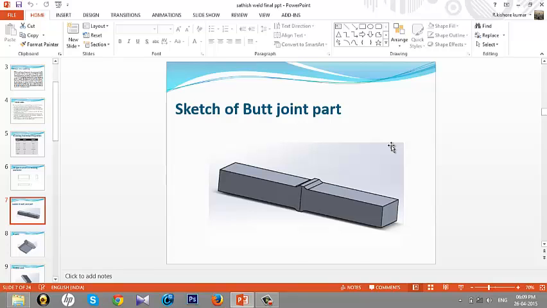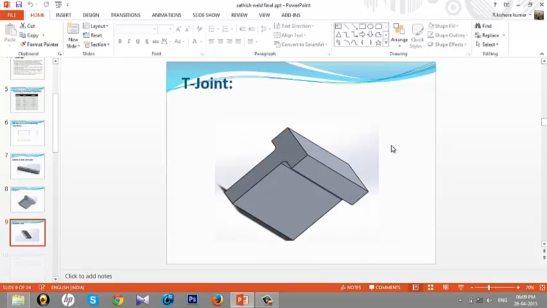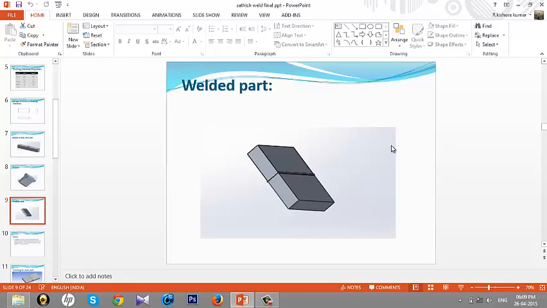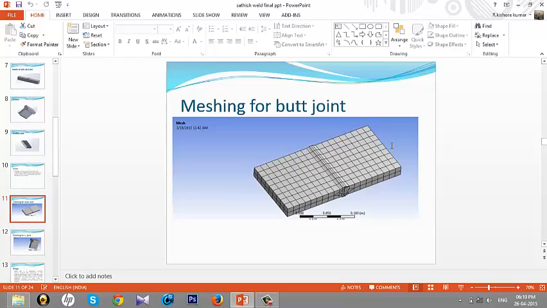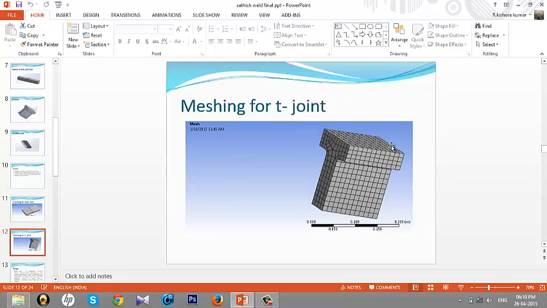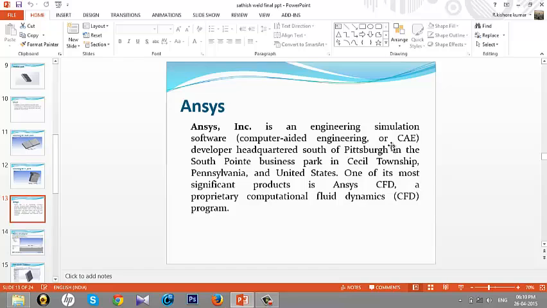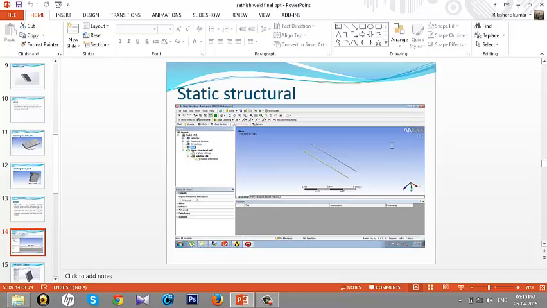The structure of butt joint parts, T joint, welded part, the two fixed parts, meshing for butt joint, meshing for T joint, is used in the AutoCAD static structural. The two rods are joined by using static structural. One rod is base metal and another is electrode.